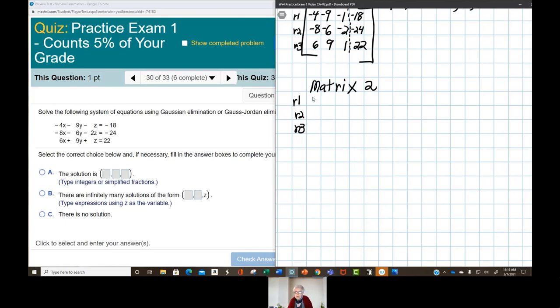All right, so we will have positive 4, positive 9, positive 1, positive 18, positive 8, positive 6, positive 2, positive 24, and 6, 9, 1, 22. Now, doesn't that look less scary without all those negative signs? I think so.